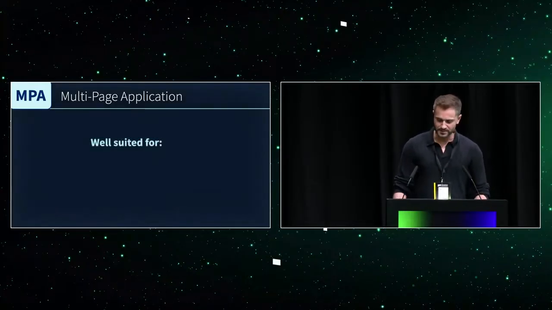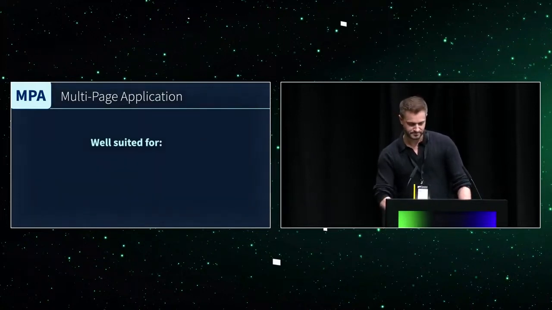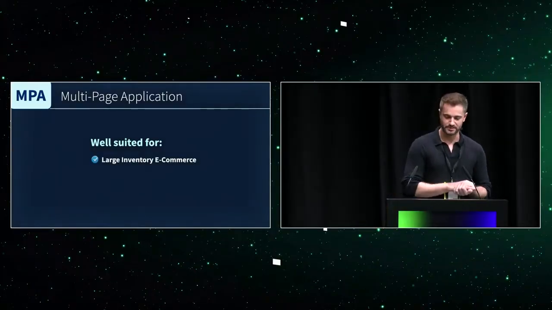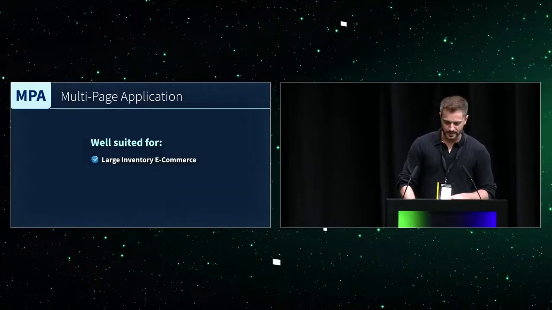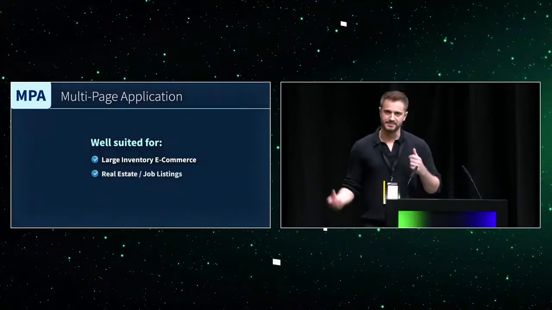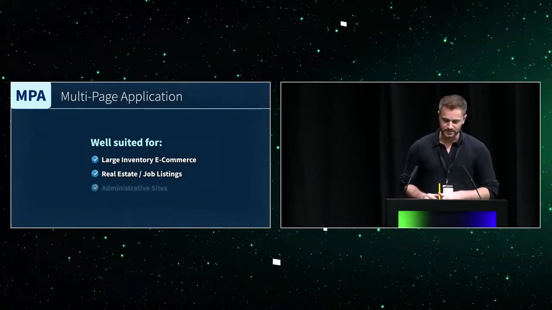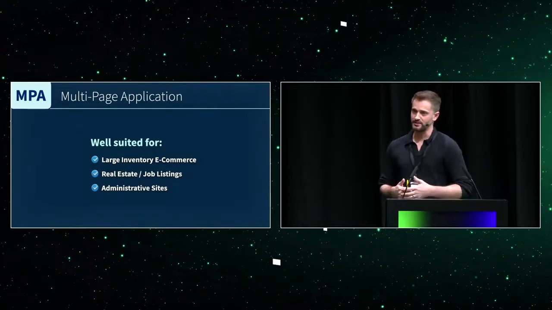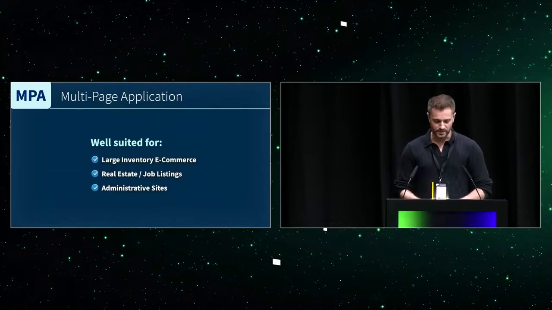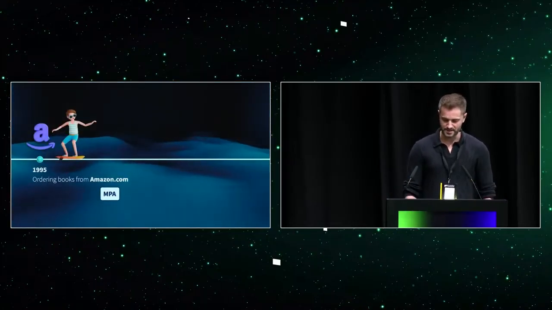So with all this in mind, what might an MPA be well suited for? You might use an MPA for a large e-commerce site with a wide inventory of products, or maybe a real estate or job listing site, particularly one that has different entry points that users might enter from. You might use an MPA for an administrative or a governmental site that has a lot of domains and services under one umbrella. And there are many applications for an MPA.